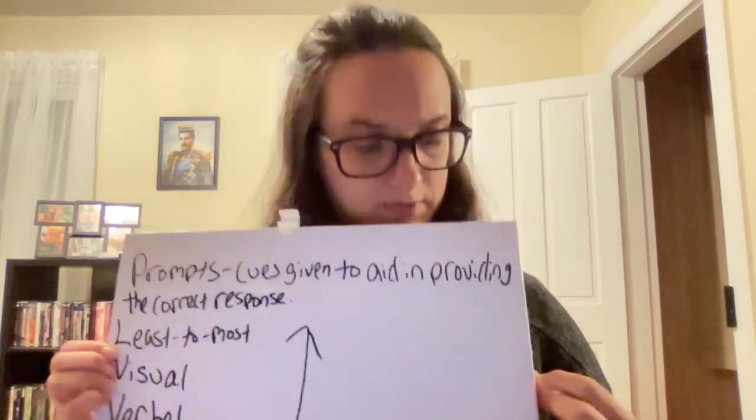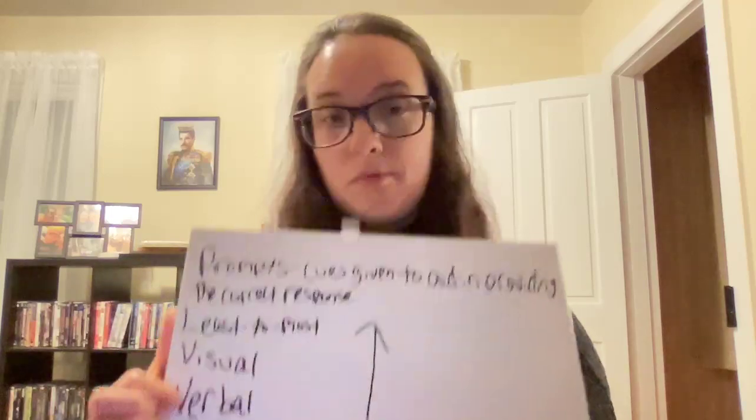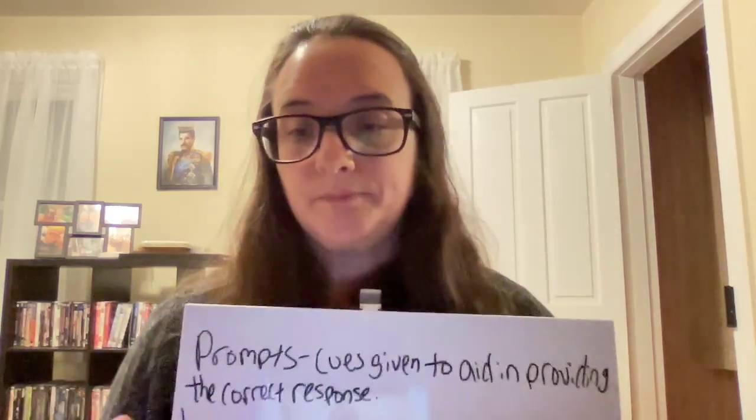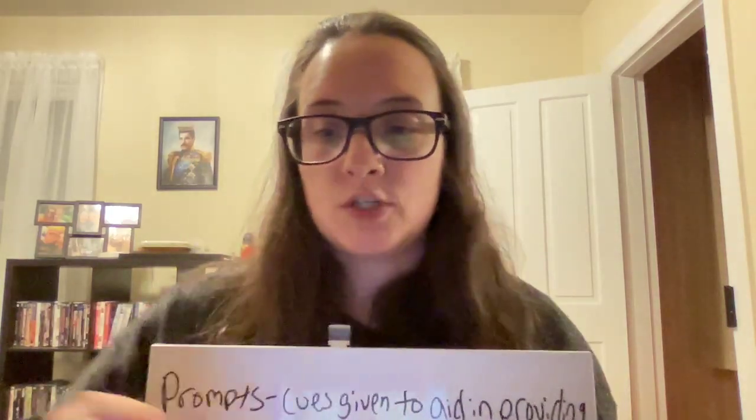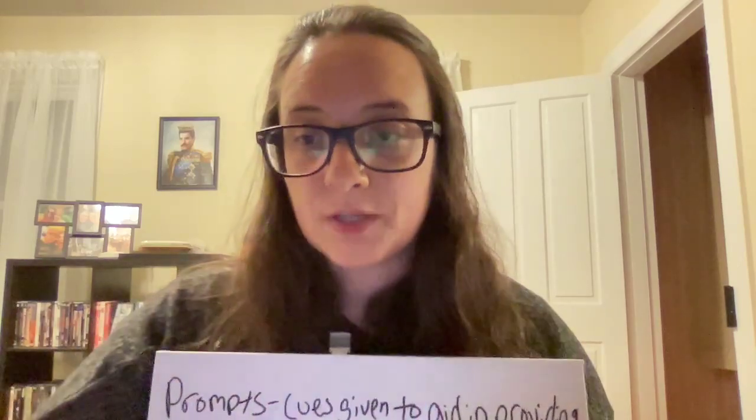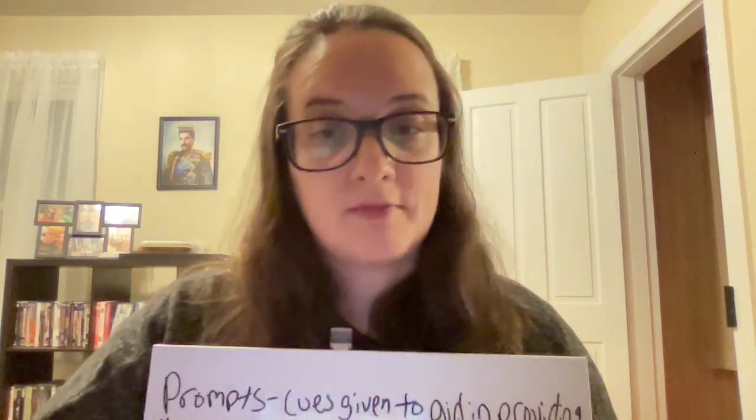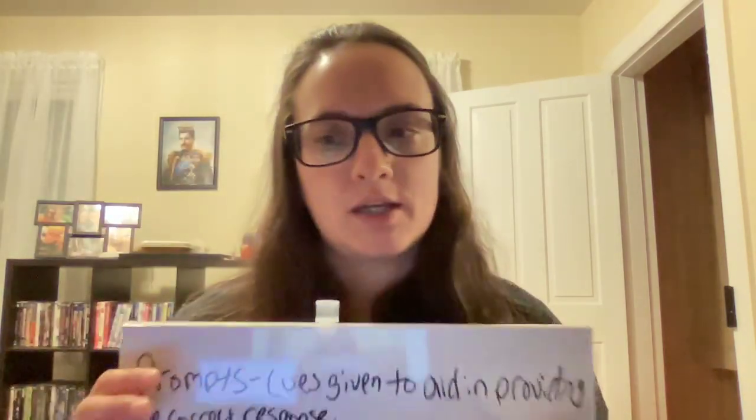The second prompt is a verbal prompt, and that is where the instructor tells the learner the answer or part of the answer. So for example, when asking the learner to identify an object, the instructor may say, "What is it, cat?" or maybe "What is it, k," the beginning sound.